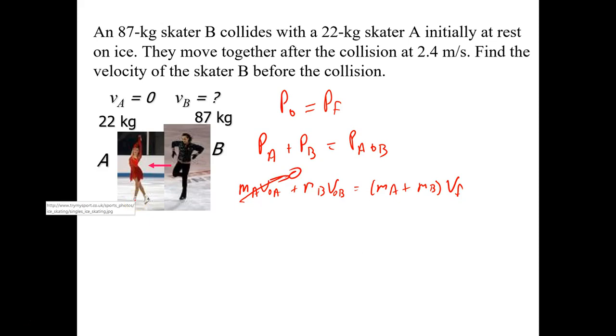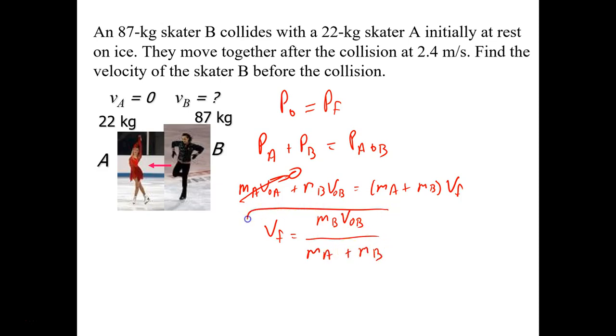If we rearrange this equation to solve for vF, our final velocity is going to be equal to the mass of person B times the initial velocity of person B, all divided by the mass of person A plus the mass of person B. That would be the final velocity of our two skaters as they're moving together. I'm not going to plug in the numbers, but you're more than welcome to plug in the 87 kilograms, the 22 kilograms, and the 2.4 meters per second to figure out what the velocity of the skater would be.